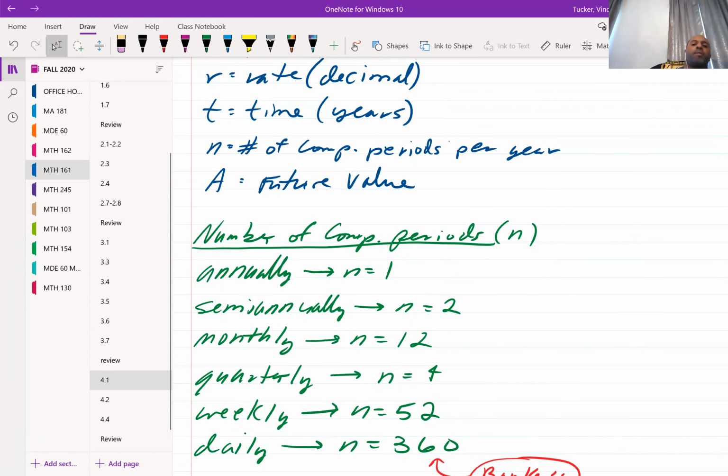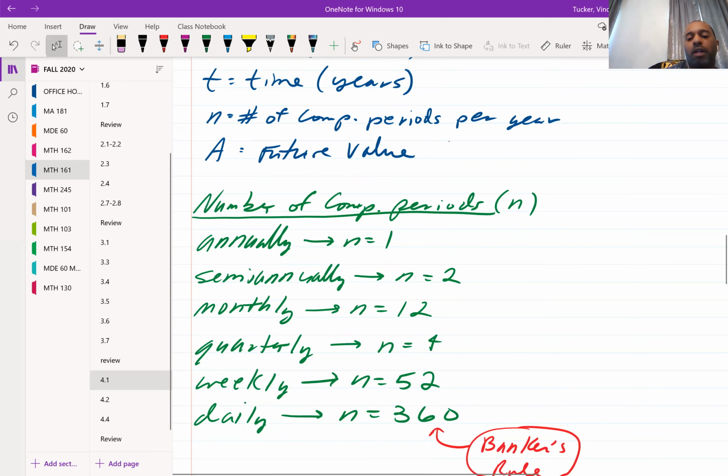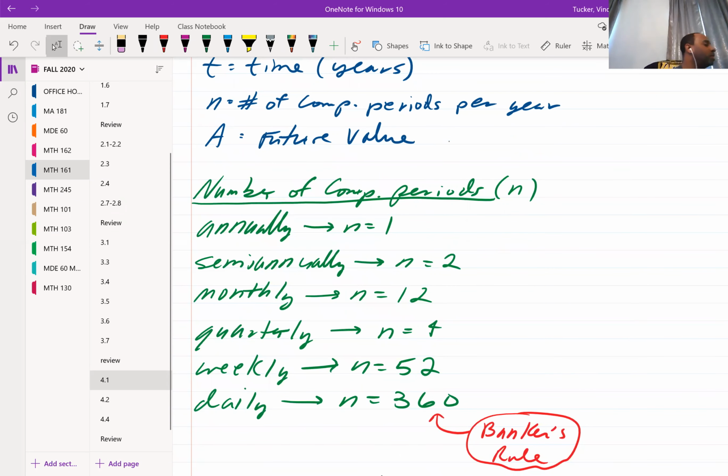So when we talk about compounding periods, there will be key phrases or key words that will let us know what n will represent numerically. Annually means that n is equal to 1, semi-annually, n is equal to 2, monthly, n is equal to 12, quarterly, n is equal to 4, weekly, n is equal to 52, and daily, n is equal to 360. And not 365, we're using 360, and that's called Banker's rule.